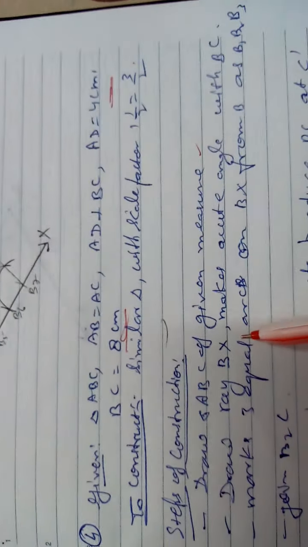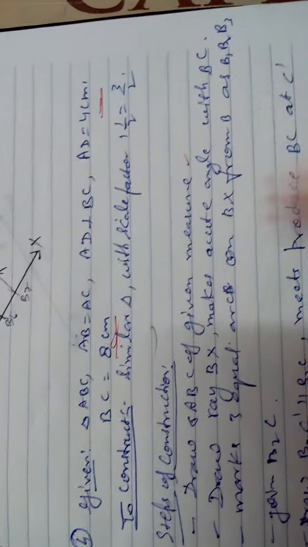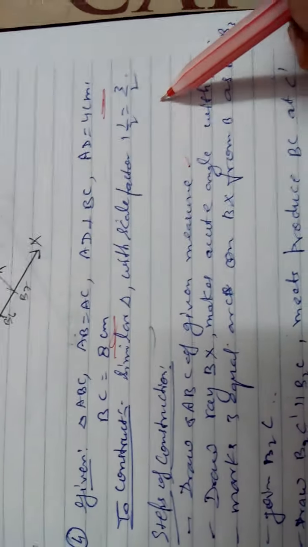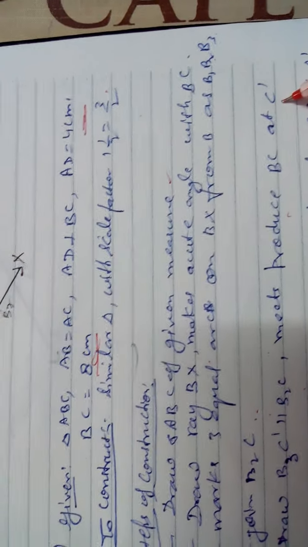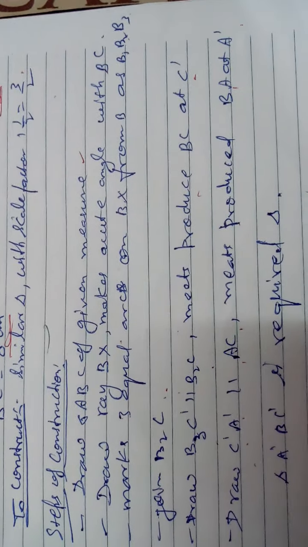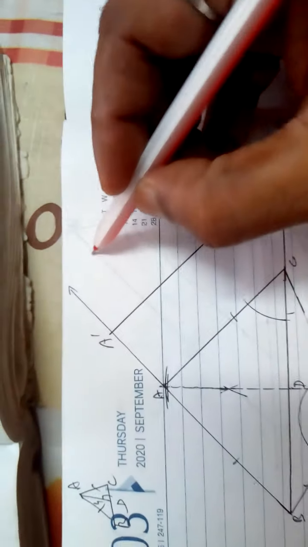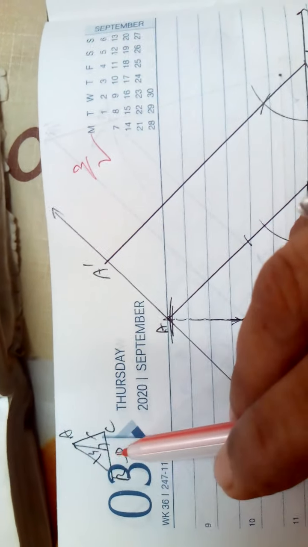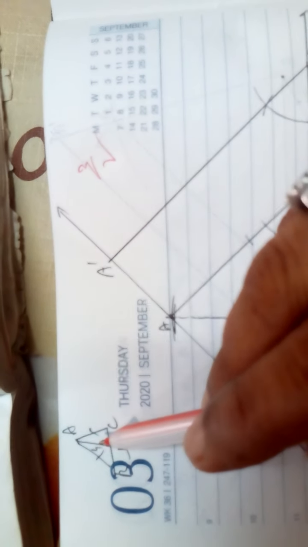Draw a BX line, make an acute angle with BC, 3 equal arcs, join B3 C, then B3 C dash parallel to BC meets produced BC at C dash. Then next step, C dash A dash parallel to AC meets produced BA at A dash. Next, you see how I have constructed. First of all, I have drawn the rough figure and 3 by 2. Rough figure I have drawn ABC. Perpendicular: in an isosceles triangle, the perpendicular is the perpendicular bisector of the base.